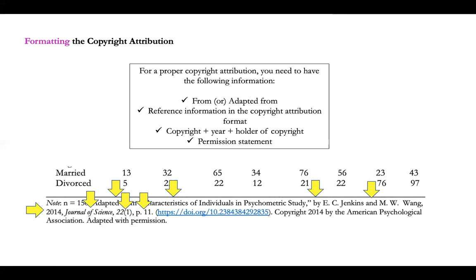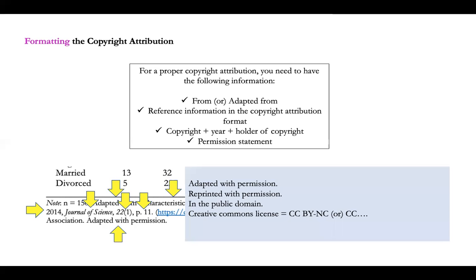Also here, this is a difference. In the references page, we never write P followed by the page number, but in giving copyright attribution, P followed by the specific page number. The DOI link is within parentheses, and then we have copyright, year, who holds the copyright. Lastly, permission statement. Now this will vary dependent upon the type of permission you were given.